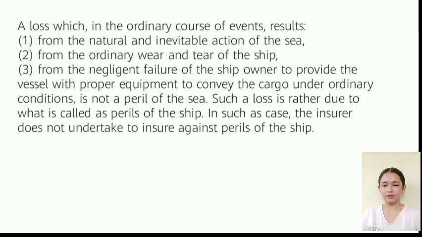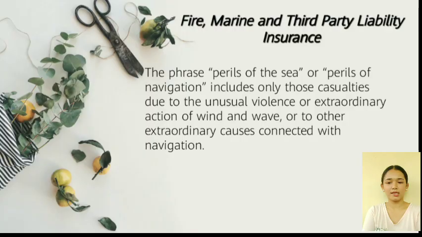A loss which, in the ordinary course of events, results first, from the natural and inevitable action of the sea; second, from the ordinary wear and tear of the ship; third, from the negligent failure of the ship owner to provide the vessel with proper equipment to convey the cargo under ordinary conditions, is not a peril of the sea. Such a loss is rather due to what is called perils of the ship. In such a case, the insurer does not undertake to insure against the perils of the sea or the perils of the ship.